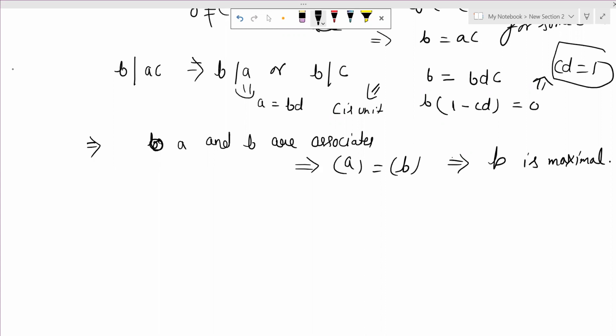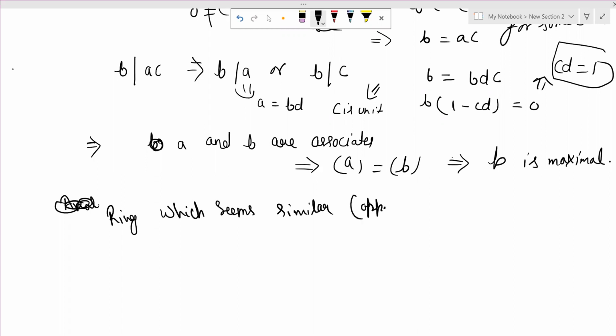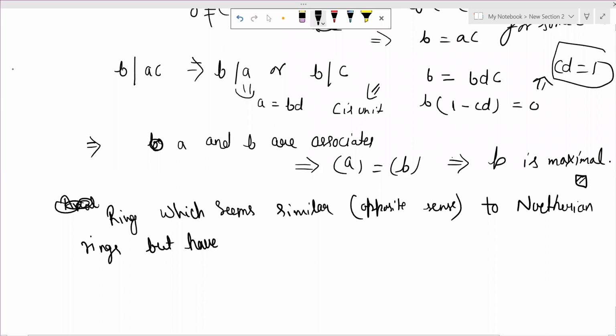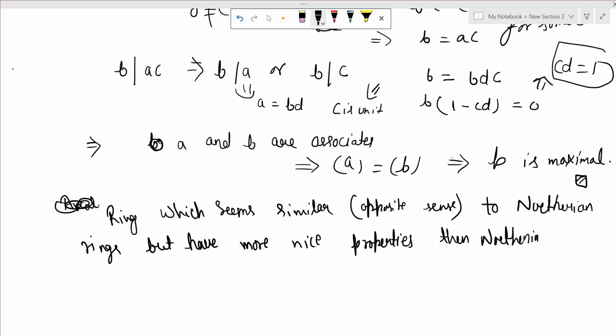Okay, so, analogous, sorry, rings which seem similar, with opposite signs, to Noetherian rings, but have more nice properties than Noetherian rings. These are namely Artinian rings.